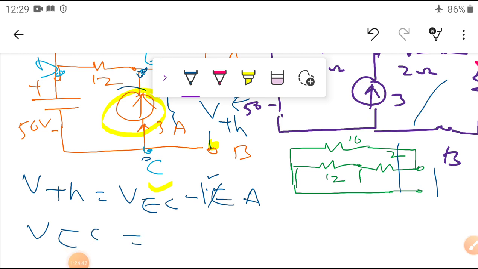V EC is equal to, so for this source of 3 amperes I am assuming, this voltage is equal to this voltage plus this voltage, okay, because I have represented the current as coming in this direction. So that is equal to V ED plus V 50 volts, we can write it as the 50 volts. So we are going to get that EC voltage.